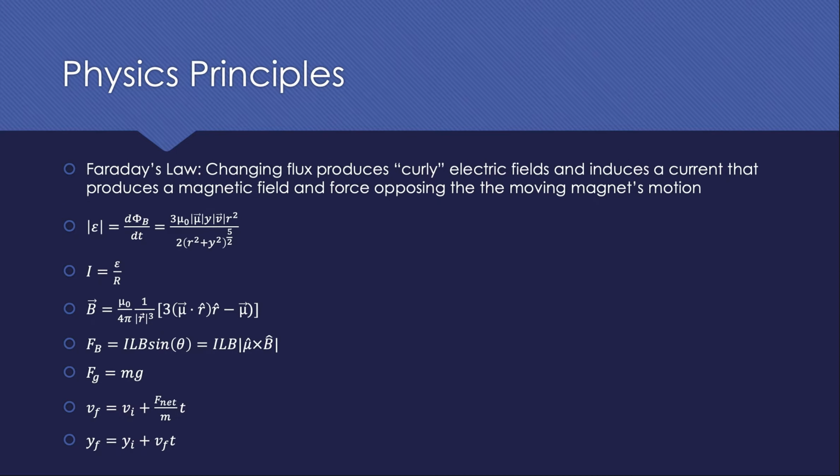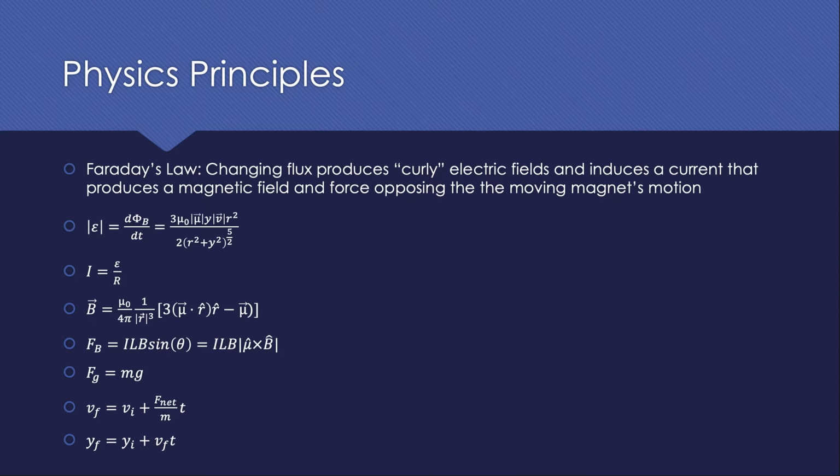Before proceeding, it's important to understand the fundamental physics principles behind the lab. First, Faraday's law states that a changing flux produces curly electric fields and induces a current that produces a magnetic field and force that opposes the magnet's motion. The change in flux with respect to time is also the EMF associated with the induced current. The current can be solved for by dividing the EMF by the resistance.